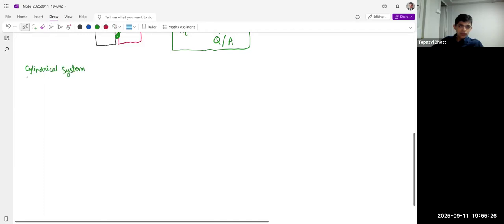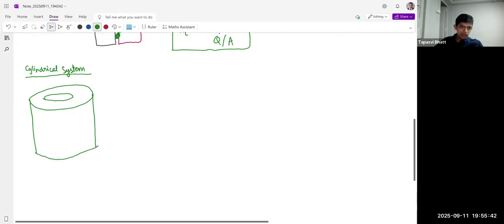Okay. So, cylindrical system. So we have a cylinder, and I'm sorry, my drawing is not good. So let's call this R1 and this R2. Okay. And this has a height of, let's say, L.